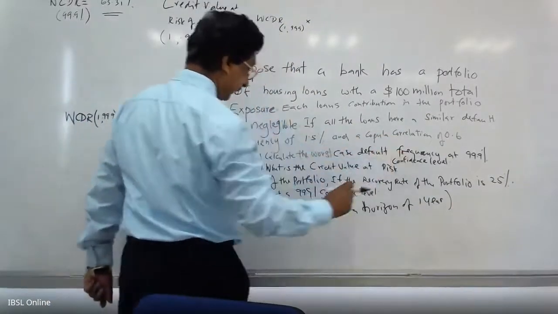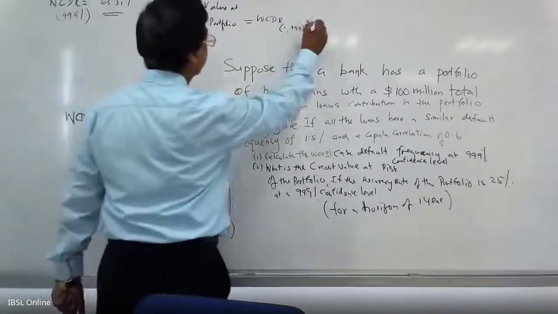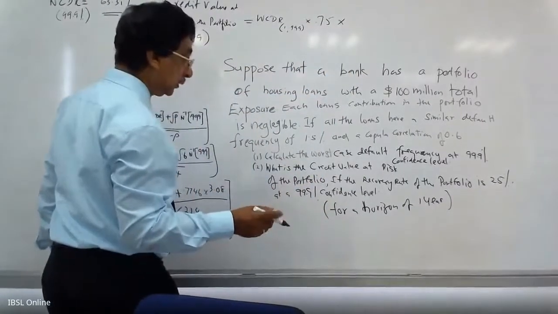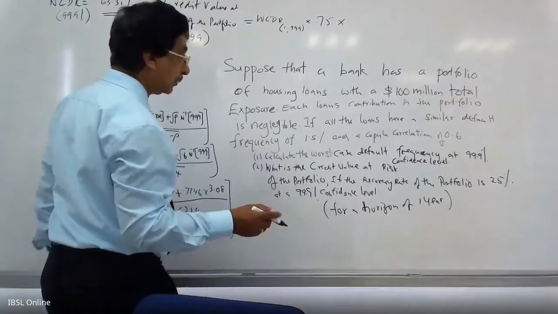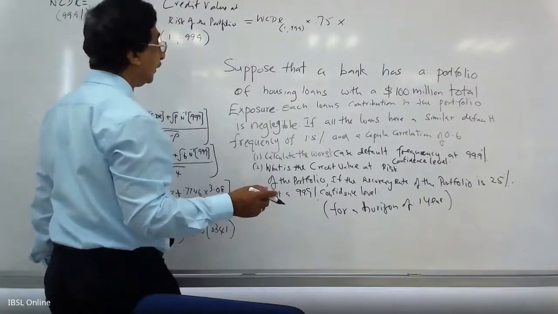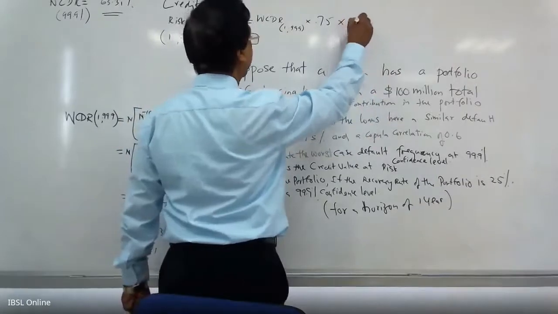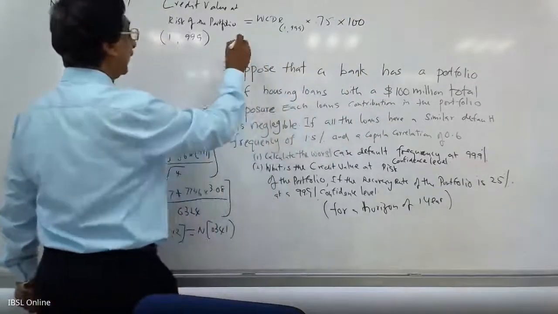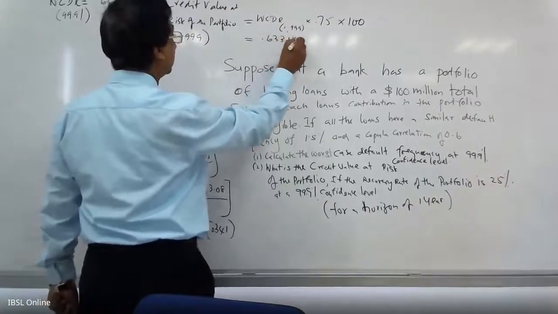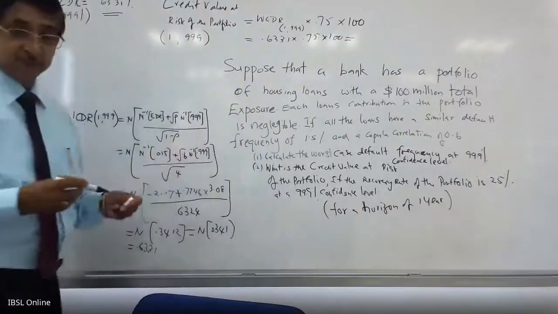Now here the recovery rate is given as 25%. Therefore, the LGD would be 0.75 into EAD. EAD is the exposure at default. Now, exposure is the total exposure of the portfolio, that is 100 million. And WCDR is 0.6331 into 0.75 into 100. These are substantial figures, so we will see what that figure is.